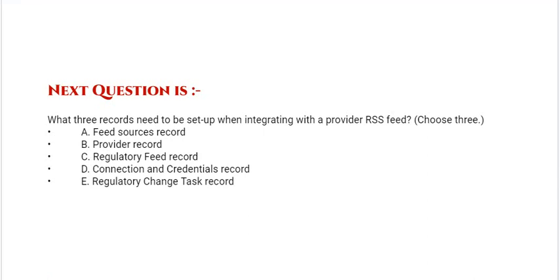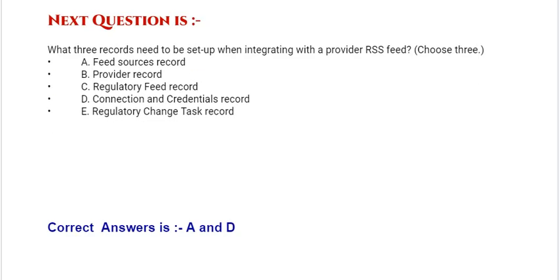Next question is, what three records need to be set up when integrating with a provider RSS feed? Choose three options. Option A, feed sources record. Option B, provider record. Option C, regulatory feed record. Option D, connection and credentials record. Option E, regulatory change task record. Correct answer is option A and option D.